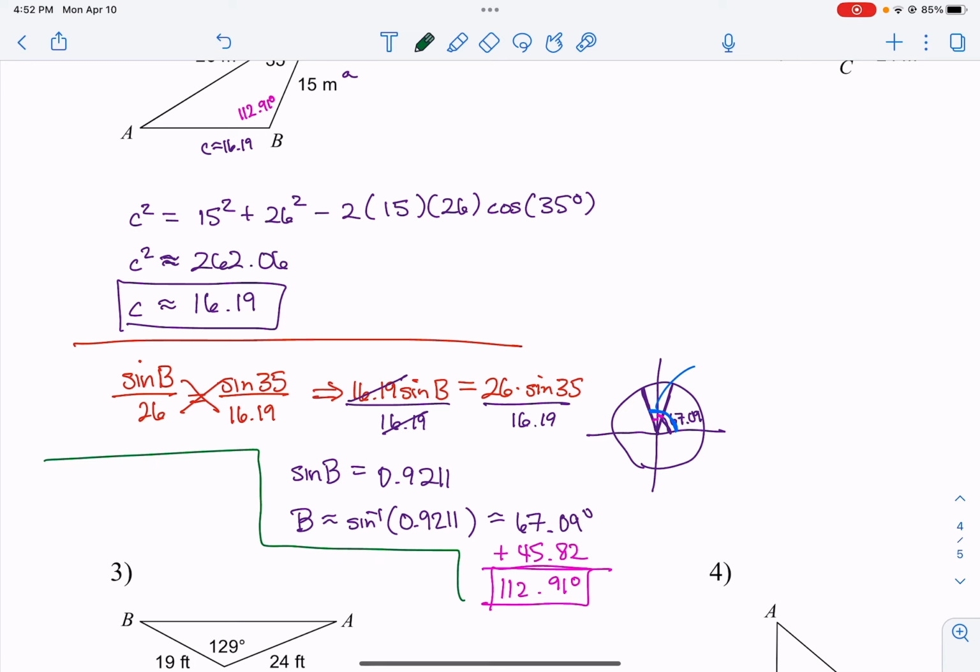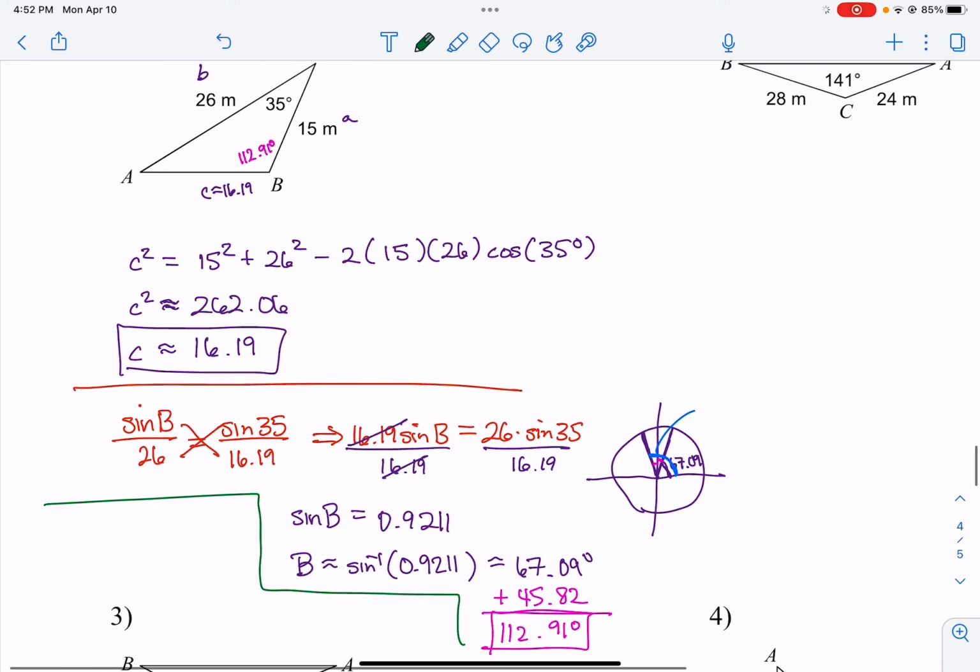And then lastly, to get angle A, let's just add them all up. They should add to 180. So 180 minus 35 minus the answer we just got leaves me with angle A being 32.09.